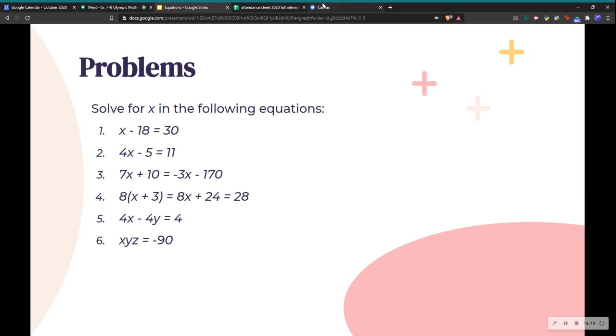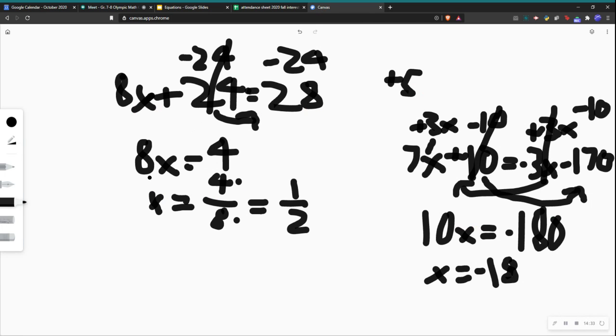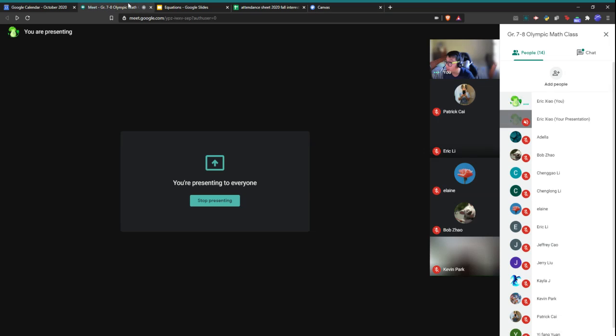Okay. Does anyone have an answer for question 5? So again, I have to express x in terms of y. So x is not going to equal just a number. It's going to have to equal something with y. So anyone have an answer for that? Yeah. Yeah, perfect. x is equal to y plus 1. So how do we get that?